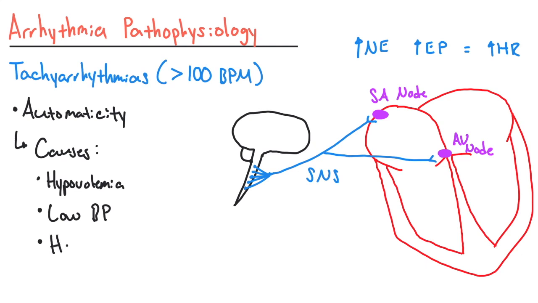We could do hypoxia. This can be due to any issues getting oxygen into the lungs, any issues with oxygen being able to be carried in the blood, etc. Some other causes, as we saw over here, as norepinephrine and epinephrine are going to increase the heart rate and increase this sympathetic outflow: anything else that is a sympathomimetic can also cause this tachycardia.